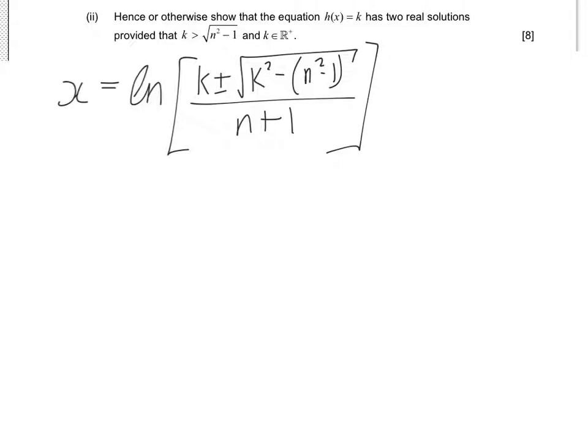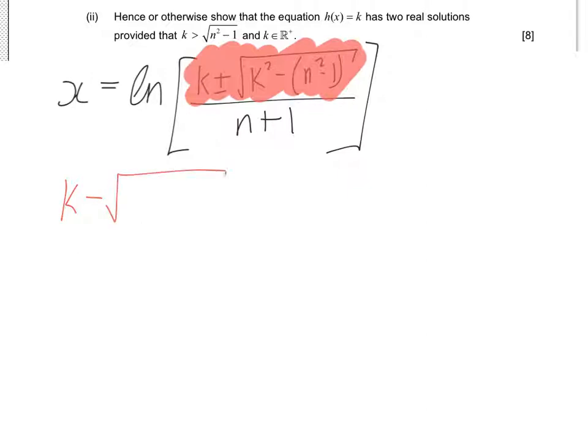Right, in order to get 2 real solutions, what do we need to show? Well, we can only take logs if this number is bigger than 0. So it has to be true that this fraction, this numerator, is positive. And to get 2 solutions, they both need to be positive, and the smaller one is obviously that.